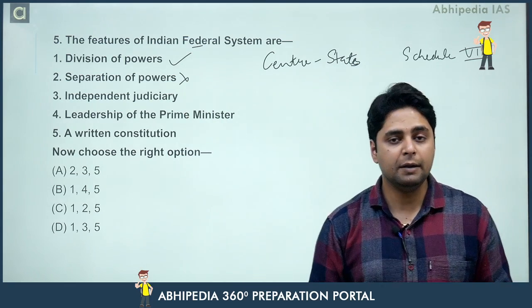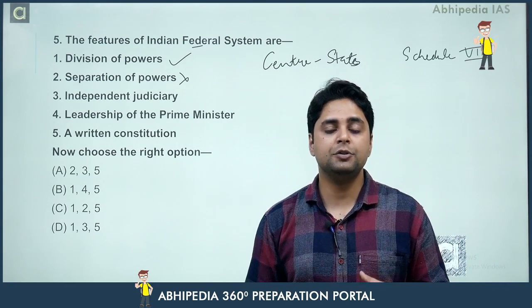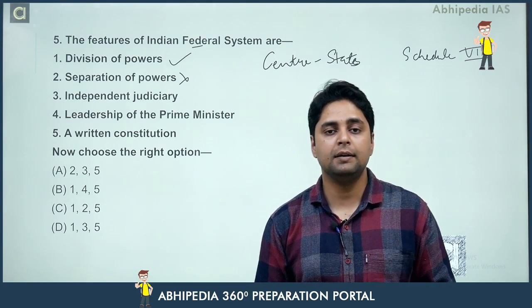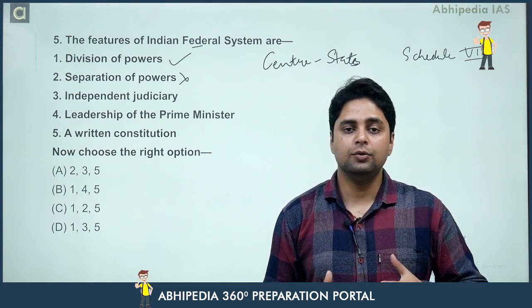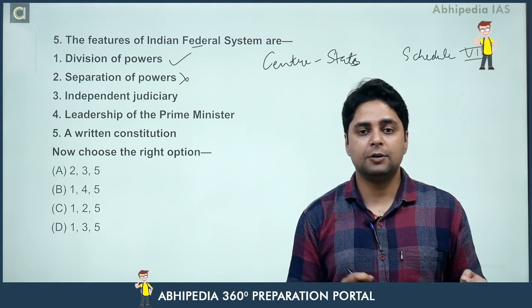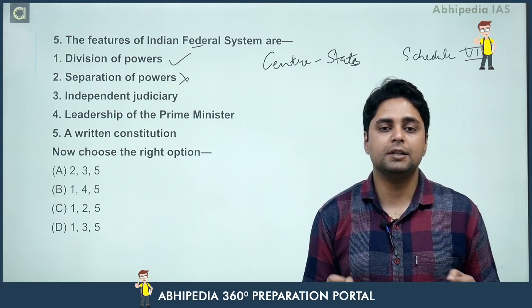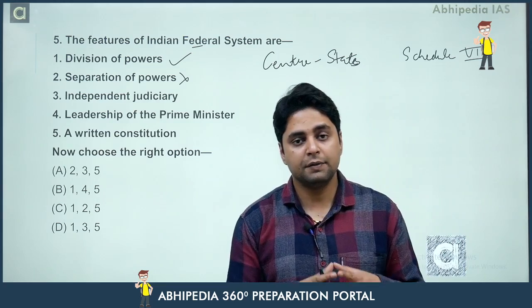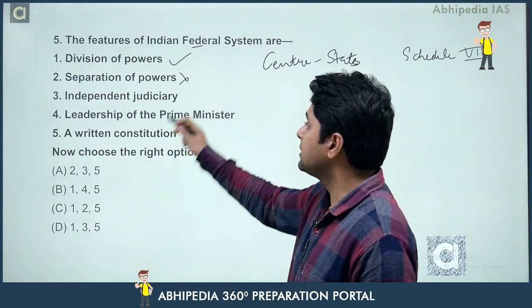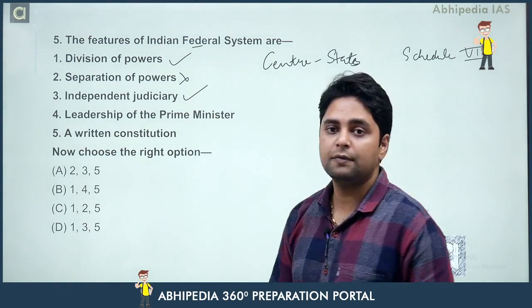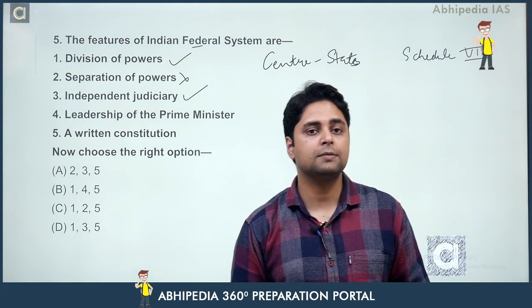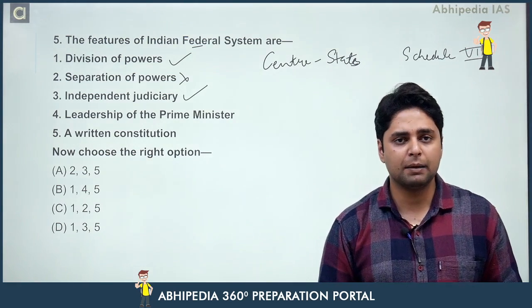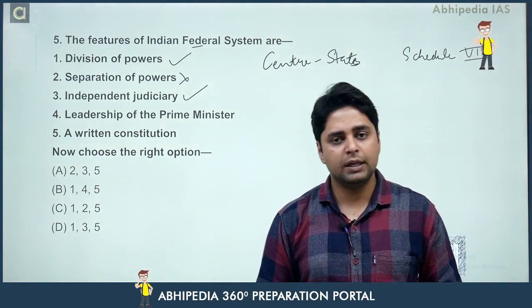Third, independent judiciary. क्या independent judiciary ज़रूरी है एक federal system के लिए? Absolutely. क्यों? क्योंकि डिवीजन ऑफ पावर्स है सेंटर और स्टेट में, तो अगर उनमें कभी भी डिस्प्यूट होगा तो उसे सॉल्व करने के लिए इंडिपेंडेंट जुडिशरी ज़रूरी है. So without independent judiciary, federal system cannot exist for long. So yes, third is correct. Fourth, leadership of the prime minister. No, it is not correct.